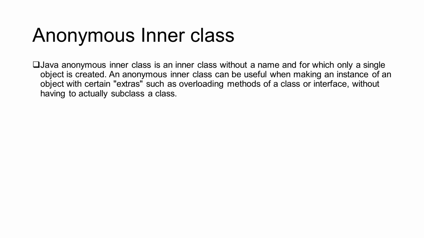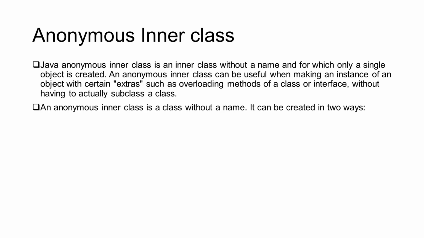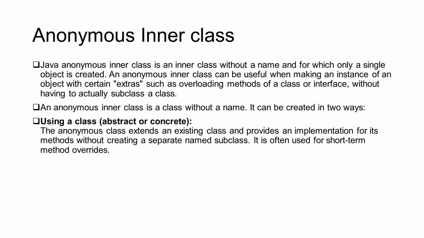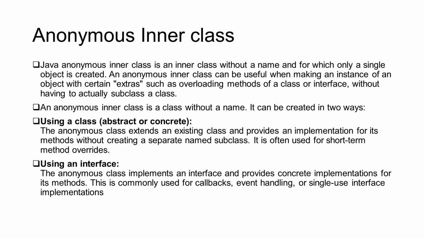An anonymous inner class can be useful when making an instance of an object with overloading method of a class or an interface, without actually creating a child or subclass. It can be created using two ways: using a class or using an interface.